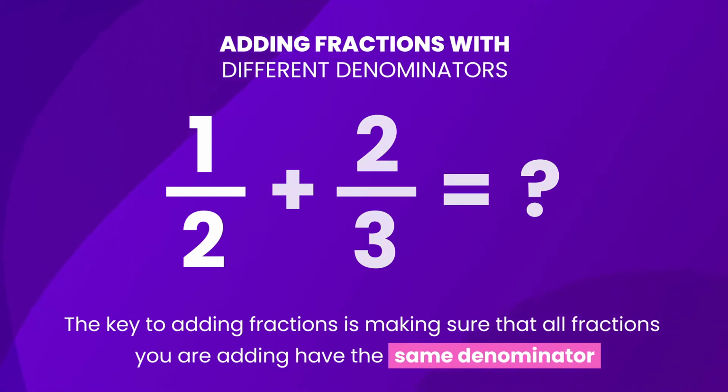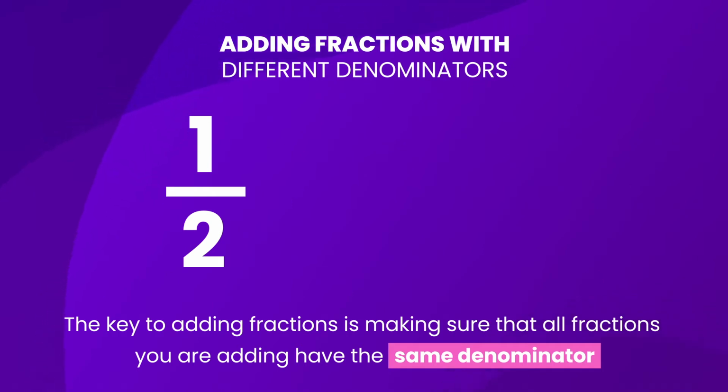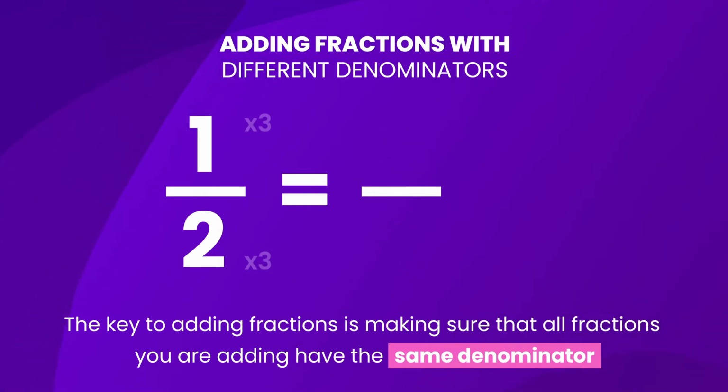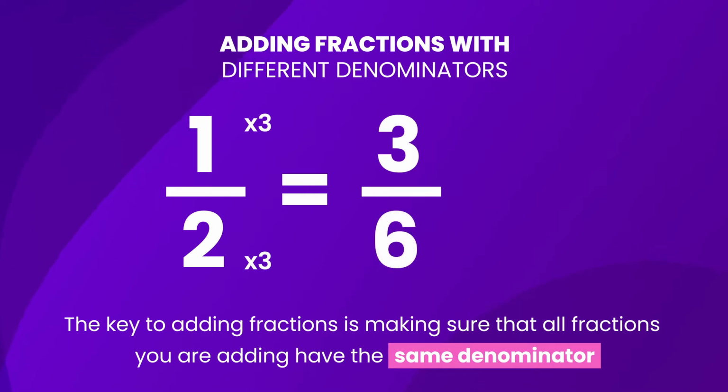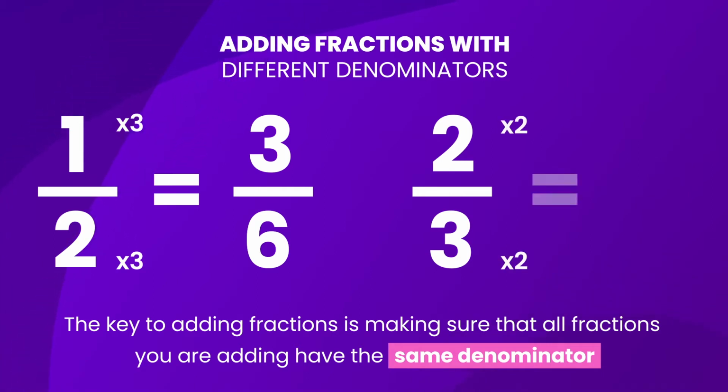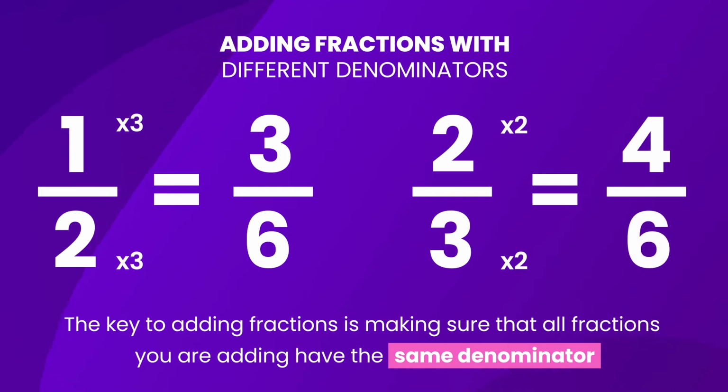So let's start with a half. We can multiply the numerator and denominator by 2 to get 2/4. We can multiply the numerator and denominator by 3 to get 3/6. We could go on and multiply by 4, 5, etc., but we'll stop there for now. We then move on to 2/3. So we can multiply the numerator and denominator by 2, and this gives us 4/6. And we can stop there because we've found equivalent fractions for each one of those we're adding with the same denominator. In this case, this denominator is 6.